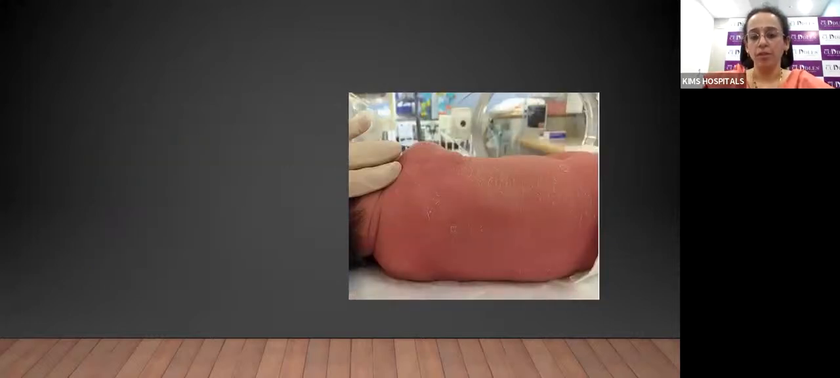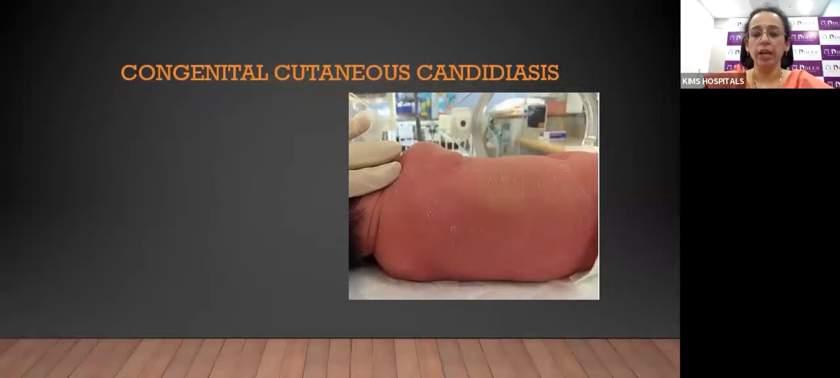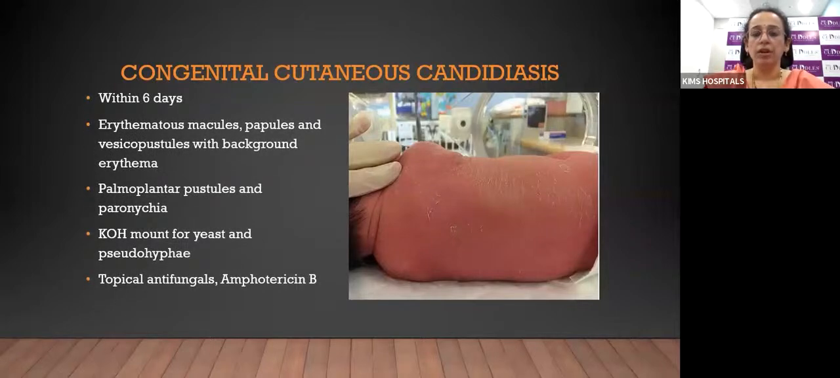So here we see on the back of the baby lesions with peripheral scaling. This is congenital cutaneous candidiasis. This is more often seen in premature babies. If the baby is infected from the vaginal or genital flora of the mother, it is usually seen at birth or within the first 6 days of life. It is seen as erythematous macules and papules with vesicopustules with background erythema, more over the back of the baby, but it can also be seen all over the body. There can also be palmoplantar pustules and paronychia. Nail involvement will also be seen.